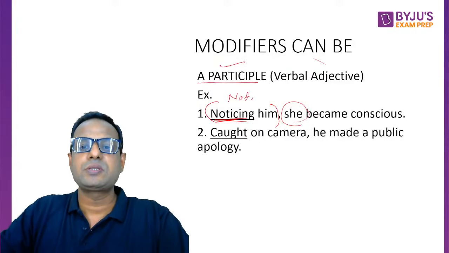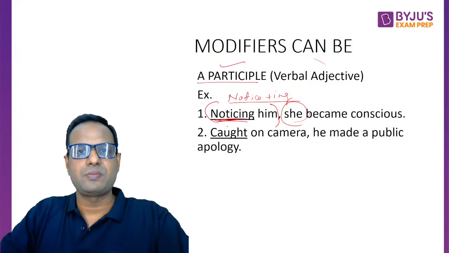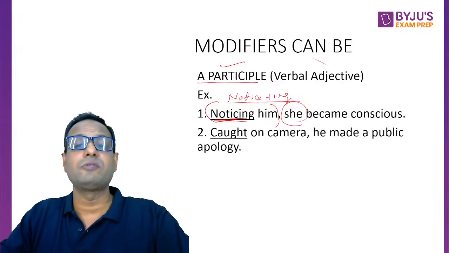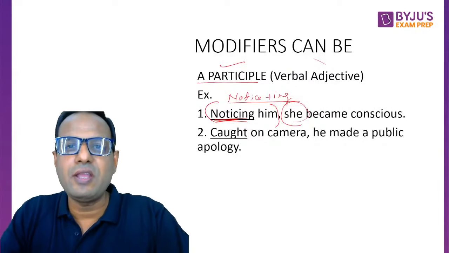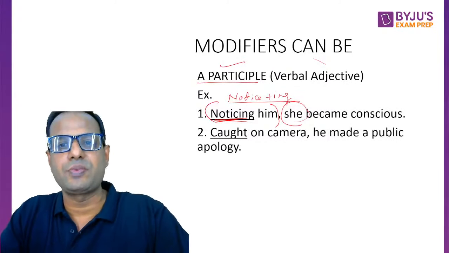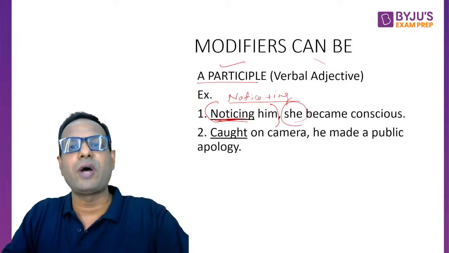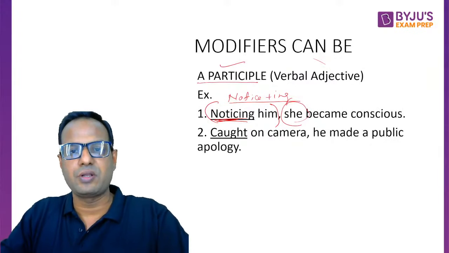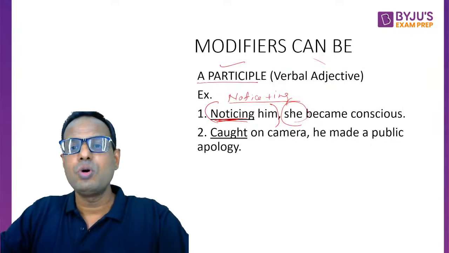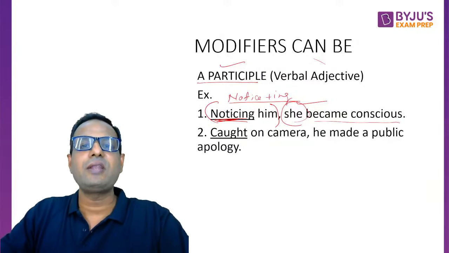So notice plus ing, right? So a verb ending with ing will give you a present participle. Whereas the third form of the verbs ending with t, d, en, they will give you the past participles. But right now we are talking about how a participle can modify a noun or a subject. Noticing him, who? She became conscious. So this is again a participle.